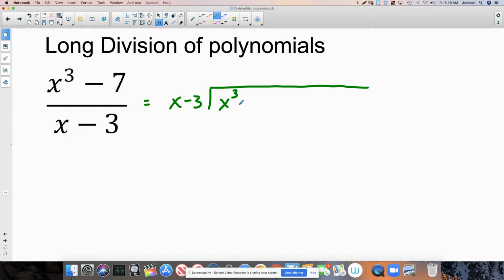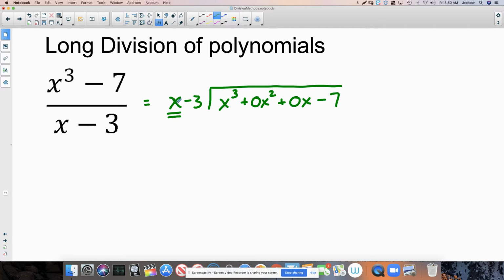Now, one thing I mentioned in the introduction video prior to this is that every exponential term of x has to be represented in this dividend. So even though there is no x squared term in this, we need a placeholder for x squared, okay? We need a placeholder for x, and then we have the minus 7 afterwards. So every exponential term of x has to be represented in this dividend, okay? And then we start by saying, all right, we only look at this x when we're asking, how many times does it go into this? How many times does it go into that?